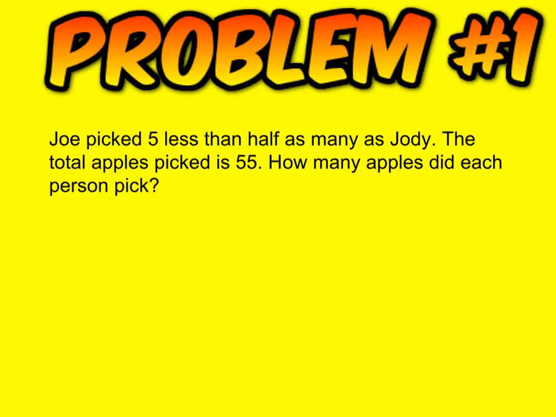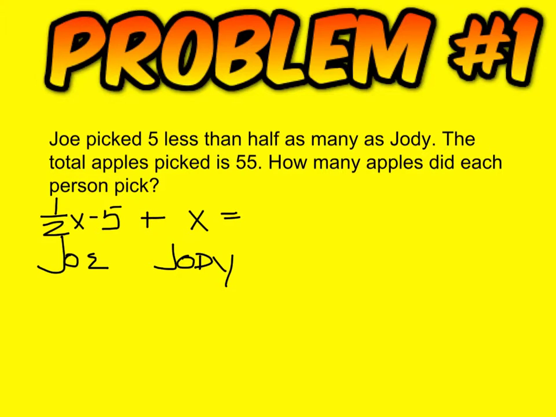Joe picked 5 less than half as many as Jody. The total apples picked is 55. How many apples did each person pick? So we have Joe and Jody. Which one is going to be X? Jody is X. Joe picked 5 less than half as many as Jody. So half as many as Jody is 1/2 X. And then what do I put after a half X? Minus 5. All of this equals 55.